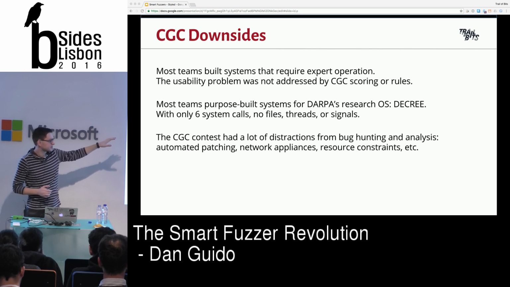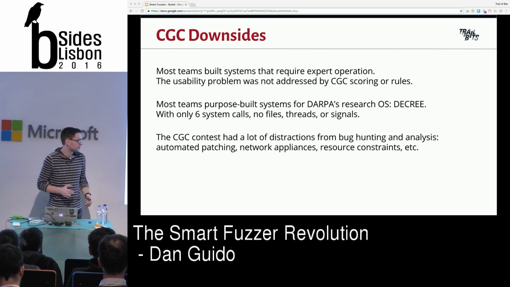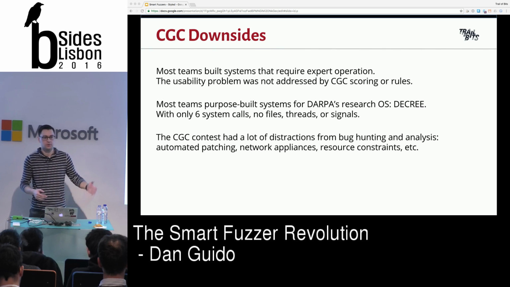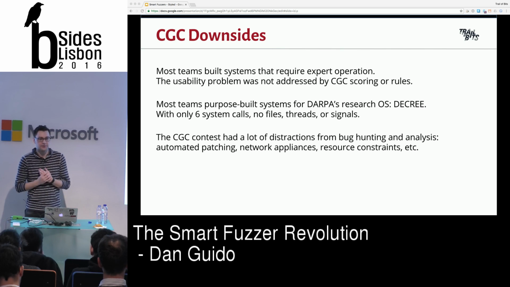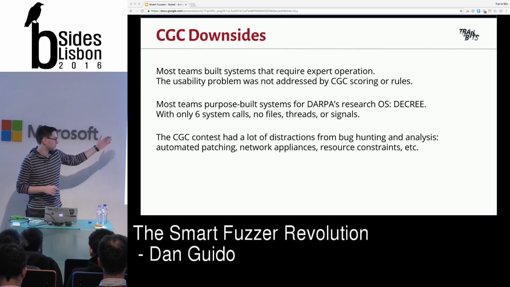The Cyber Grand Challenge was conducted inside of a custom operating system called Decree. It was made to be easier to analyze, easier to reason about, so that these competitor systems could actually find bugs. They were worried that it would be too difficult to simply throw something like Firefox at these programs, so they lowered the bar a bit to ensure that the teams could score points.